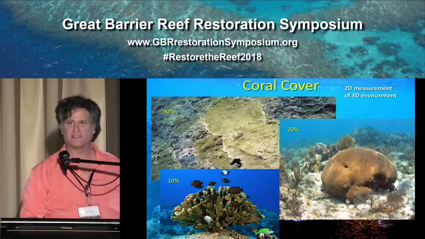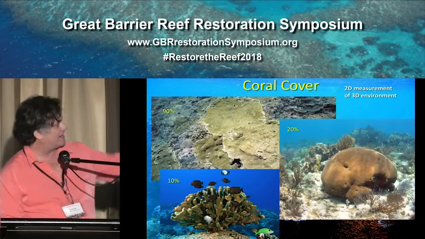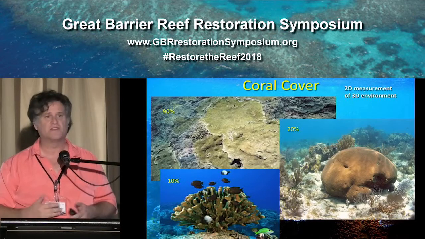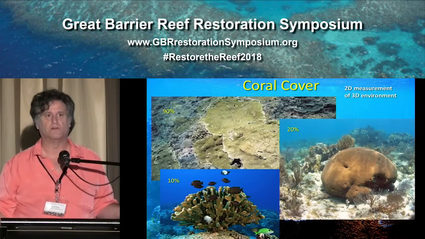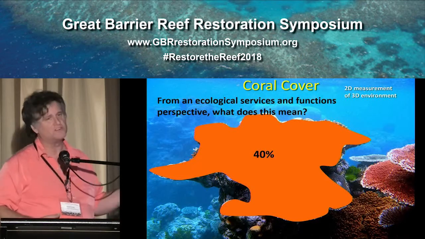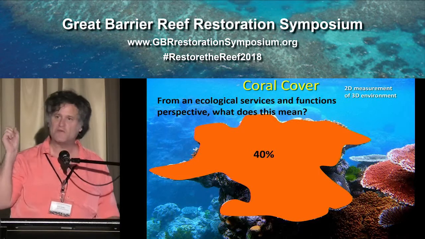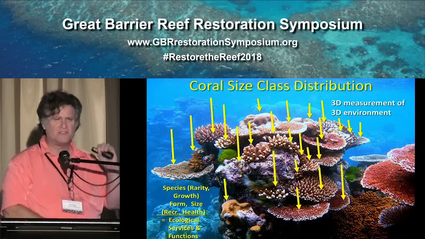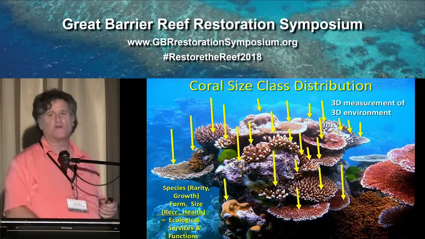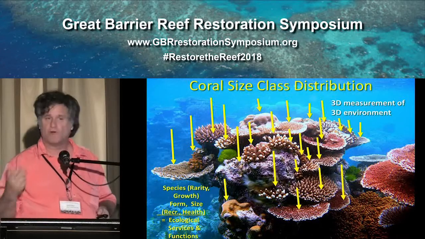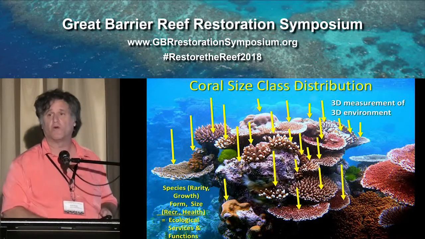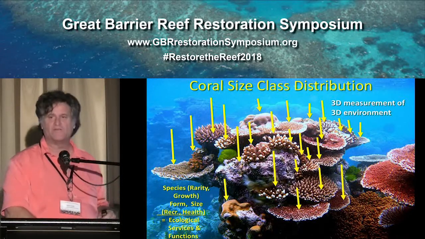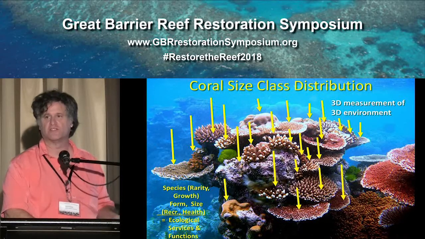And if you're trying to deal with things like lost services and functions, think about it. I can have 90% cover with an encrusting coral and 10% cover with a small branching species. Services and functions are completely non-comparable. Likewise, you go out and you measure something, you say it's 40% cover. How do I say what those services and functions are? So instead, what we do is we've come up with a method to very, very quickly go out and categorize the form, the size, and where possible, the species of the corals that are at the site, either that were impacted or that are proposed for restoration. And with that information, we now can say something about services and functions.